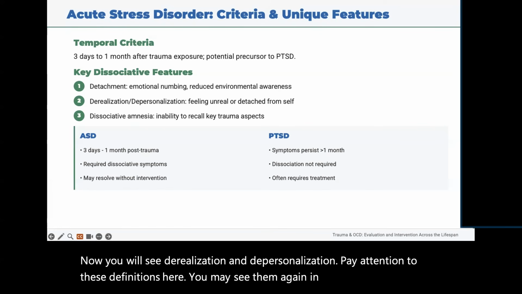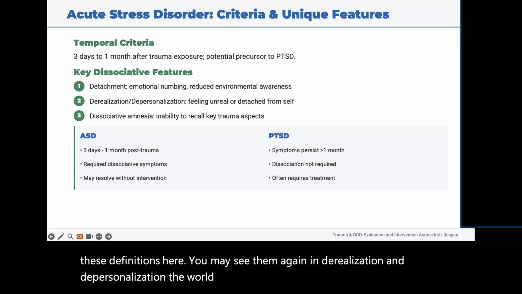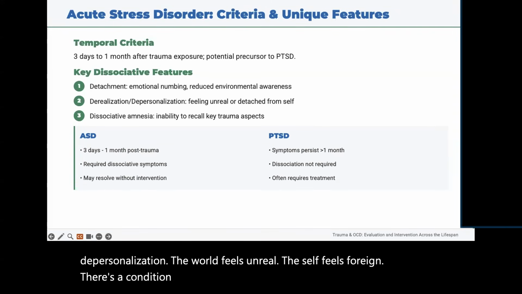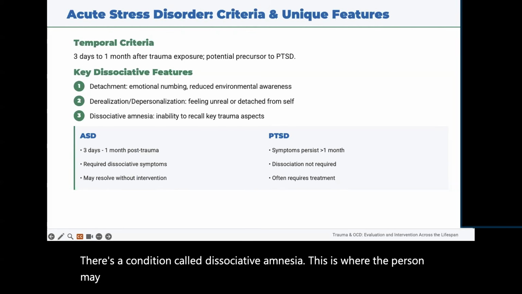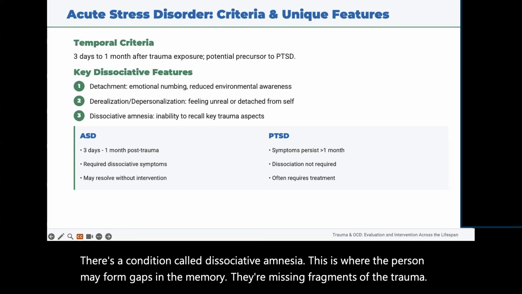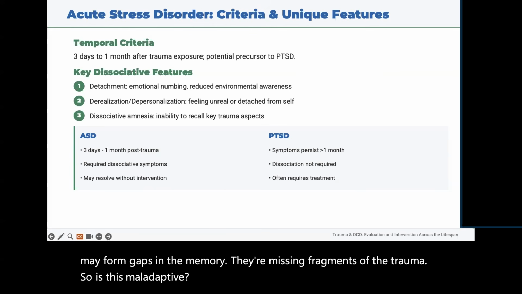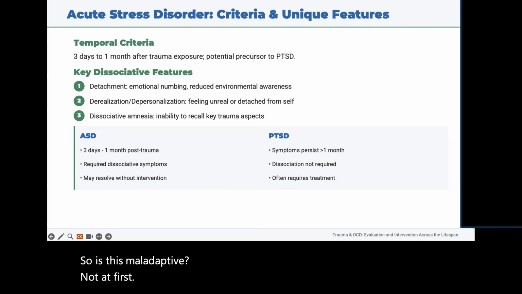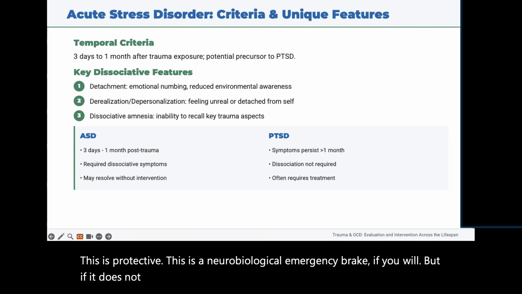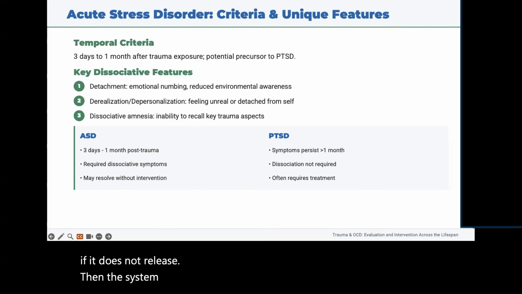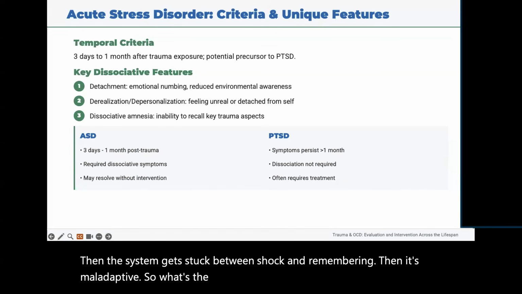In derealization and depersonalization, the world feels unreal. The self feels foreign. There's a condition called dissociative amnesia. This is where the person may form gaps in the memory. They're missing fragments of the trauma. So is this maladaptive? Well, not at first. This is protective. This is a neurobiological emergency brake, if you will. But if it does not release, then the system gets stuck between shock and remembering. Then it's maladaptive.